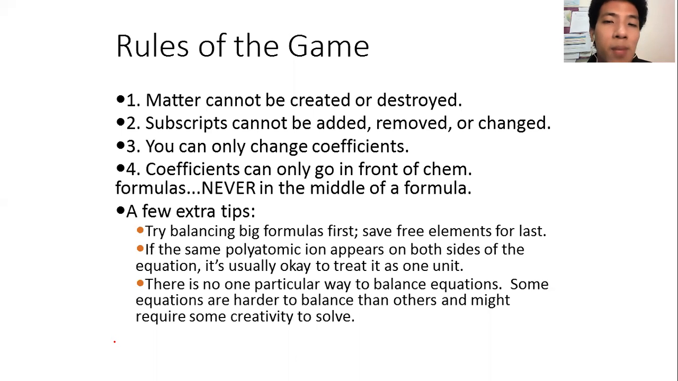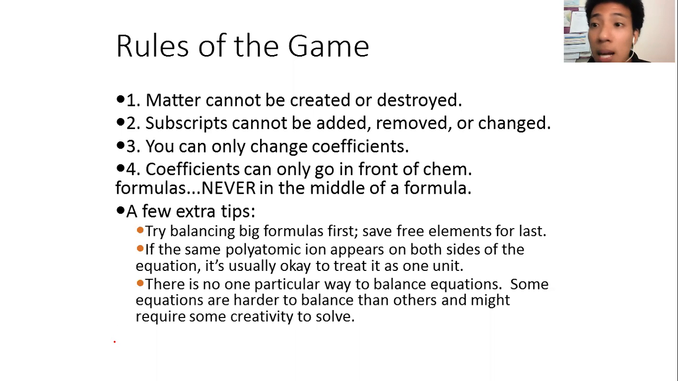Coefficients can only go in front of chemical formulas. They cannot go side to side or in the middle. They should always be at the beginning, never in the middle of a formula. And there are a few extra tips. Try to balance the big formula first, and save free elements for last. If the same polyatomic ion appears on both sides of the equation, it's usually okay to treat it as one unit. Don't worry about that. There is no one particular way to balance equations.